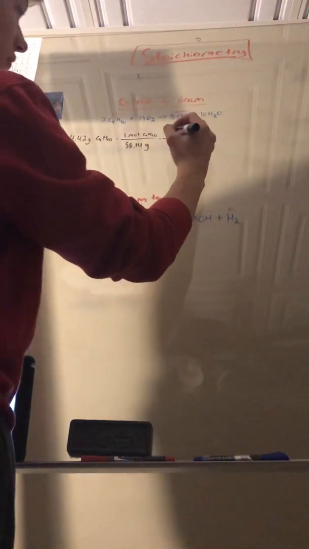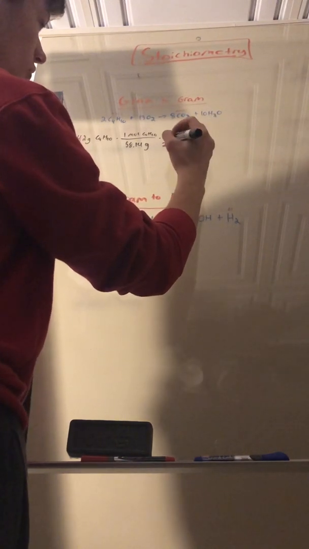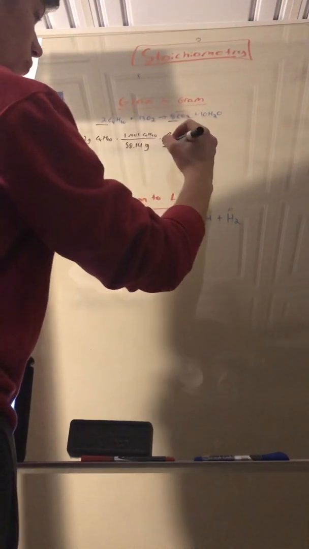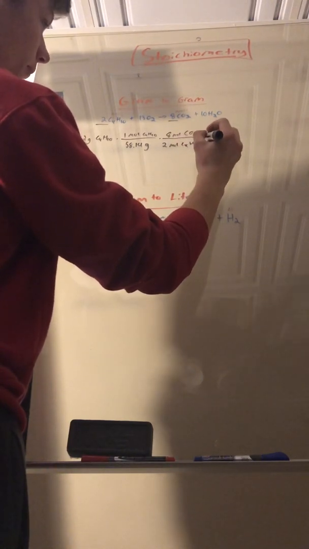Now you're going to set up your mole ratio. Because you want to find the mass of this, that's going to go on top. So 8 mole CO2 for every 2 mole of butane. That's where we ended on the last one.